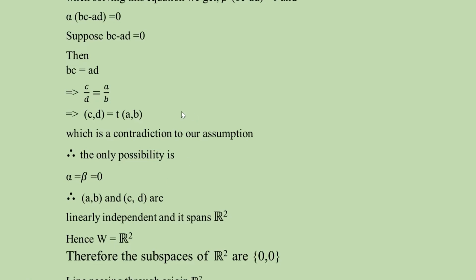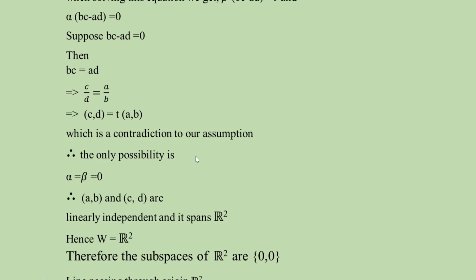So from this we can conclude that any subset of R2 that contains some vectors not on the line, and is a vector subspace, must be R2. Therefore, the subspaces of R2 are {0, 0}, lines passing through the origin, and the whole of R2.